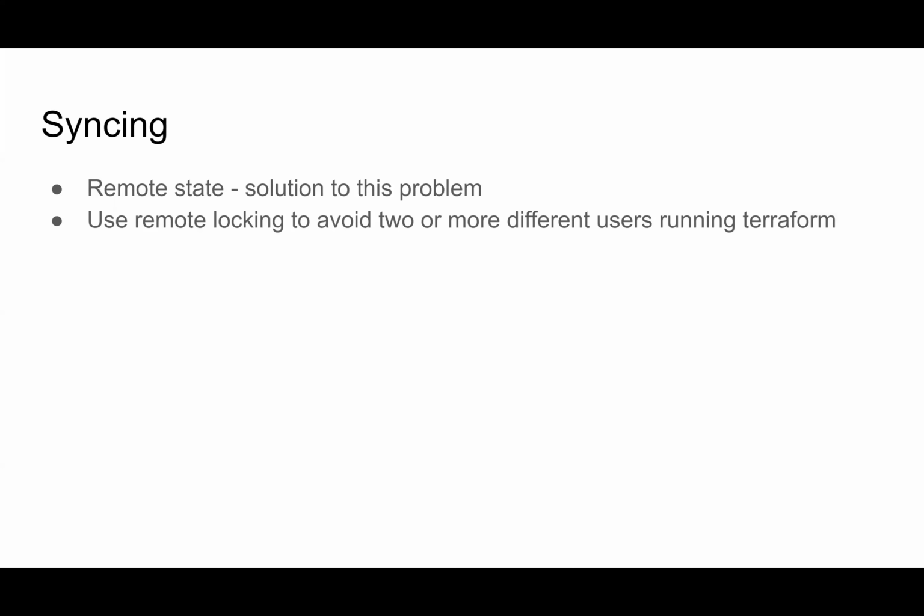Next concept is syncing. So how do we handle the process of synchronizing our plan with what's in the cloud? Well, remote state is a solution to this problem. We use remote locking to avoid two or more different users running Terraform. So when you run Terraform apply, the state is locked. We can't have two users running Terraform simultaneously.